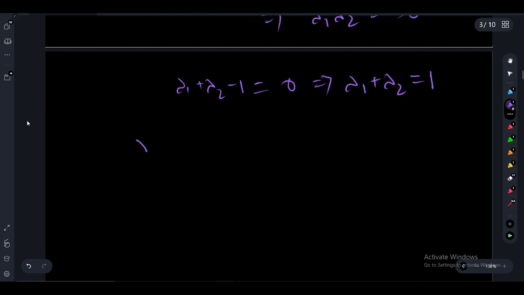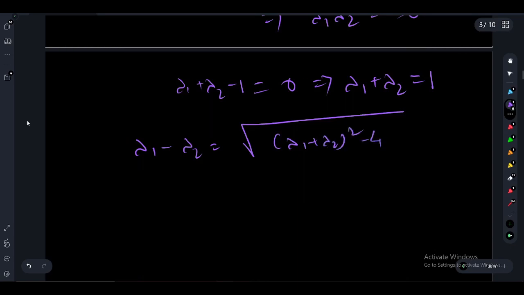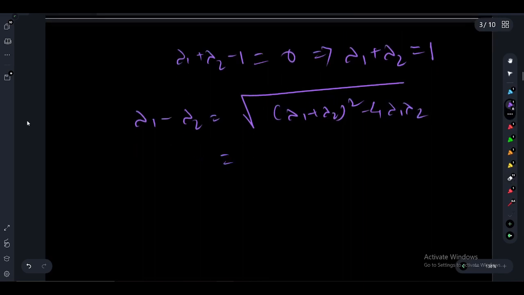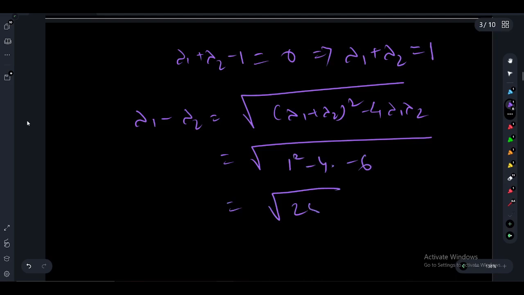So we can write lambda 1 minus lambda 2 is equal to root over of (lambda 1 plus lambda 2) whole square minus 4 lambda 1 lambda 2. So this is actually equal to root over of 1 square minus 4 into minus 6, which is root over of 25 equals 5.